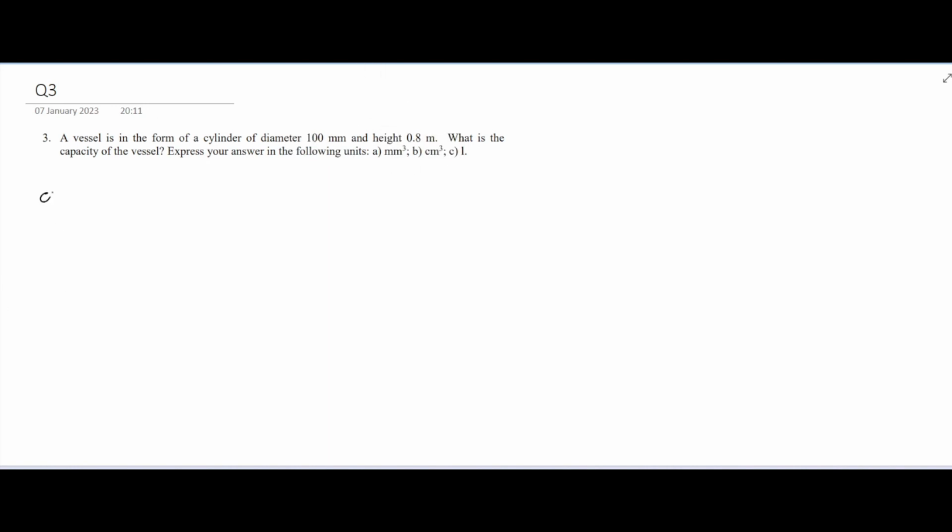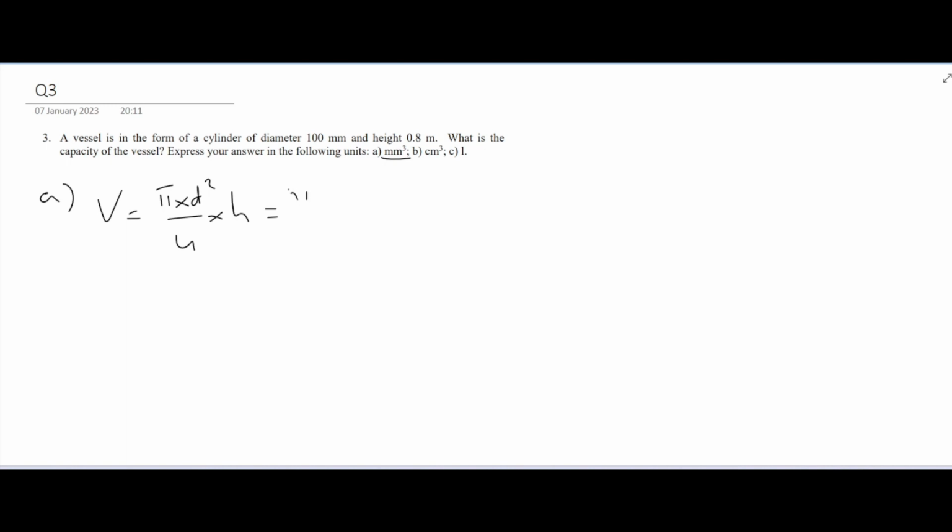So first part, volume of the cylinder. We just know the volume is the area multiplied by the height. And so the volume here will be pi d squared over 4 multiplied by h. Now if we want the answer to be in millimeters cubed, then we have to convert the meters into millimeters, as we want all the variables to have the same units in the formula.